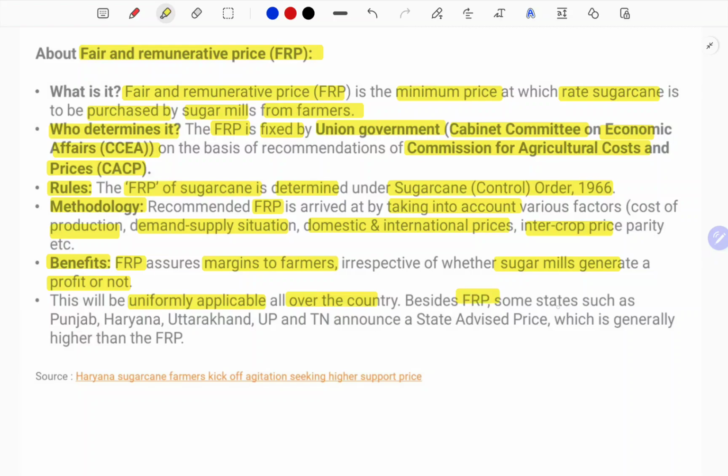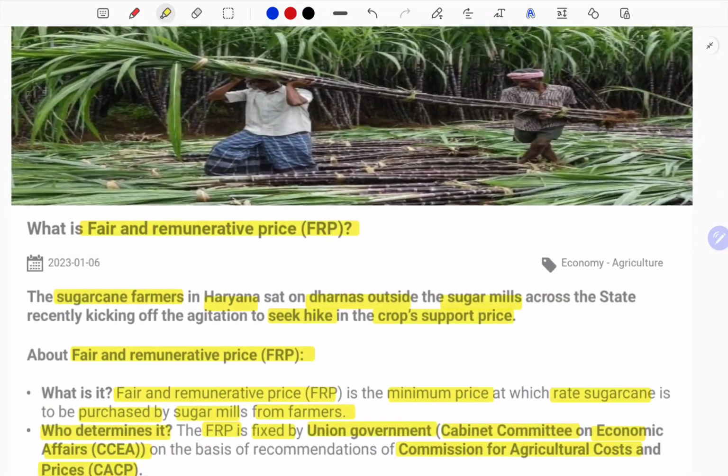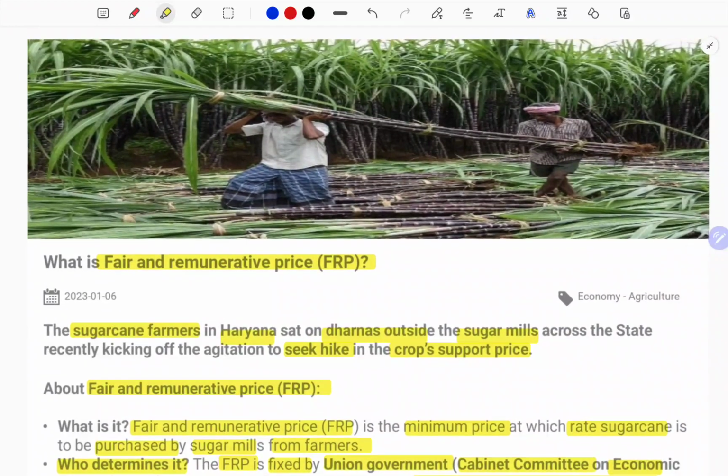Besides FRP, some states such as Punjab, Haryana, Uttar Pradesh and Tamil Nadu announce a State Advised Price, which is generally higher than the FRP. This is the news and the important issue related to FRP.